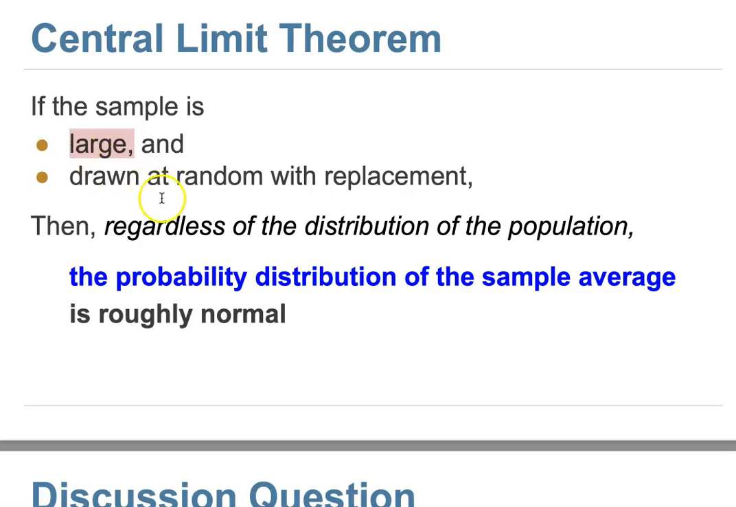normal distribution. So that's why, regardless of the distribution of the population, unlike earlier in our example, where the population distribution is right skewed, the probability distribution of the sample average roughly becomes like the normal distribution. So that's the central limit theorem.